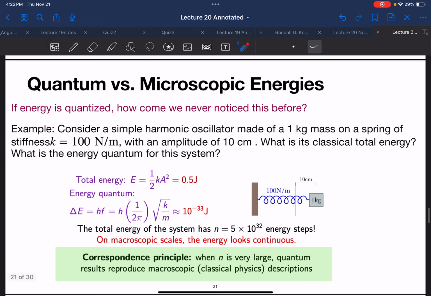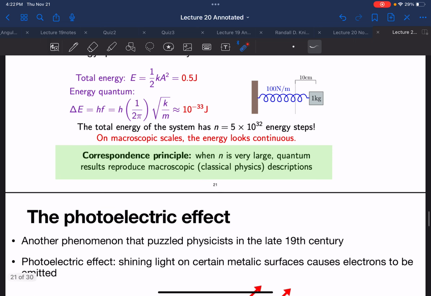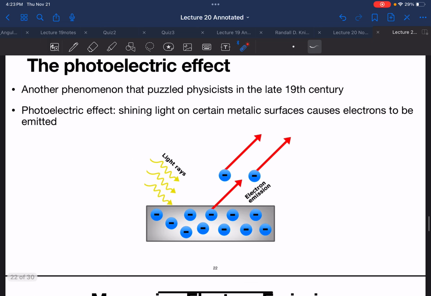Okay, here is the worked out answer to that same example. And starting with the photoelectric effect, we'll pick this up in class on Friday.